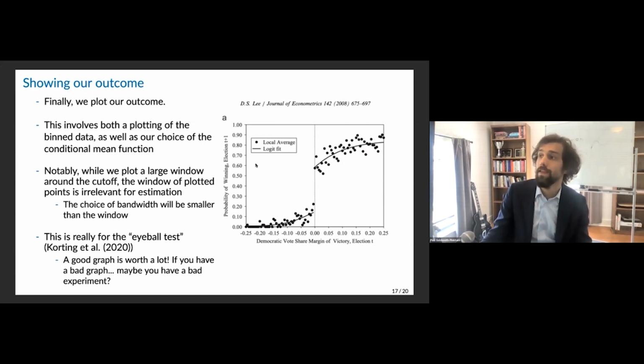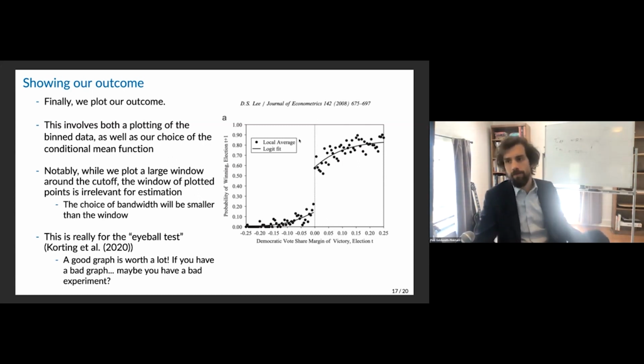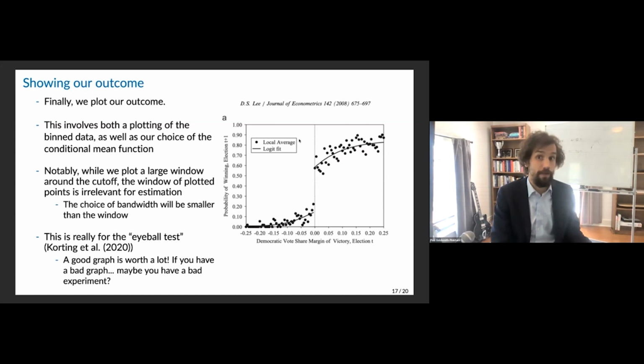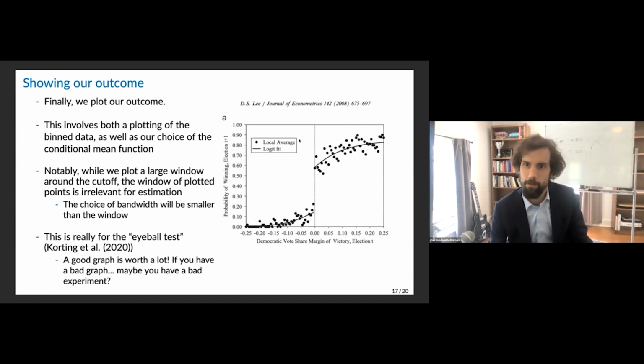The way to think about this is that what this window and this graph is doing is really an eyeball test to some extent. So Korting et al. have this really nice paper about visual RD. It's this idea that we can look at RD and see whether or not we think something is plausible. And so a good graph is worth a lot in these settings. If you have a bad graph, you might have a bad experiment, unfortunately.